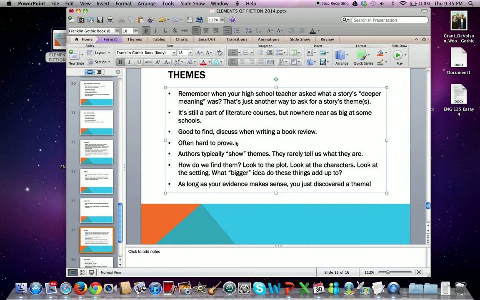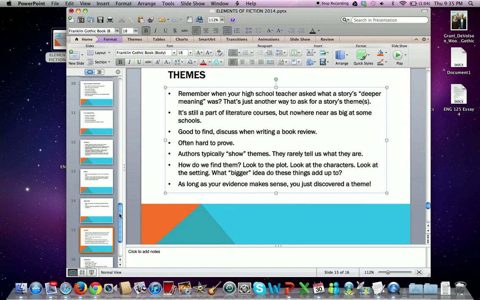It's often really hard to prove what the theme is. You've got to cobble the evidence together. Authors typically show themes. They don't really tell us what the meaning is. So how do we find them? You look at all the other parts. You look to plot. You look at the characters. You look at the setting. What bigger idea do these things add up to? And it can be more than one. As long as your evidence makes sense, you just discovered a theme.